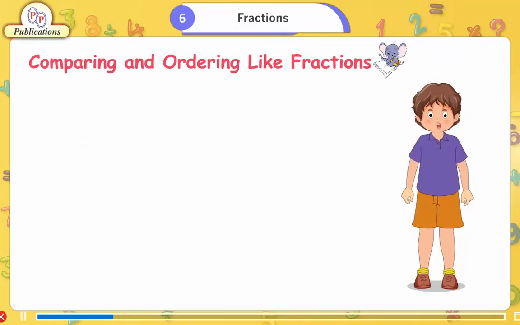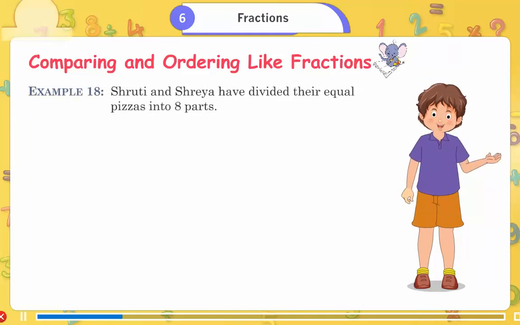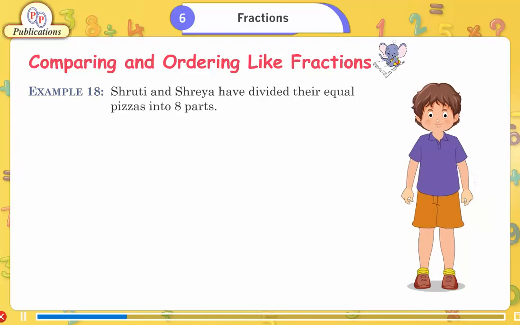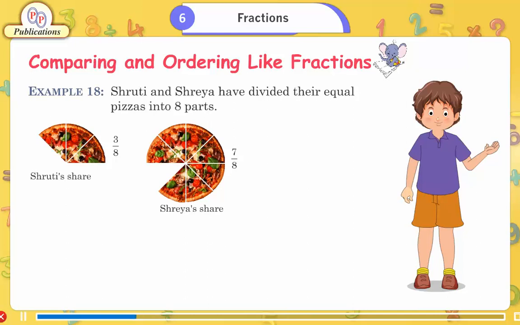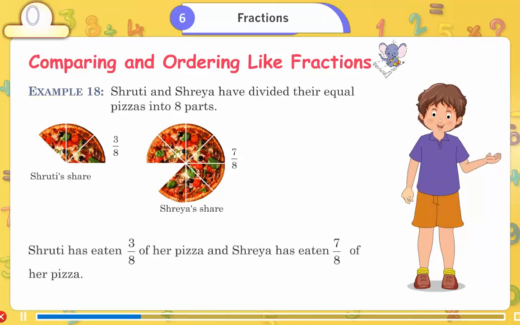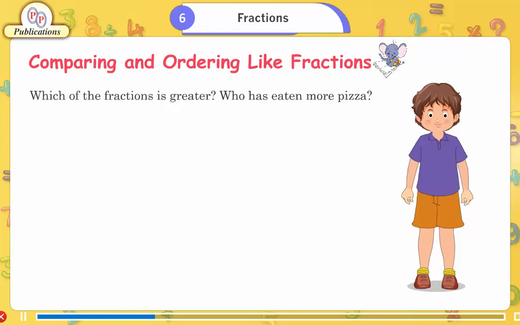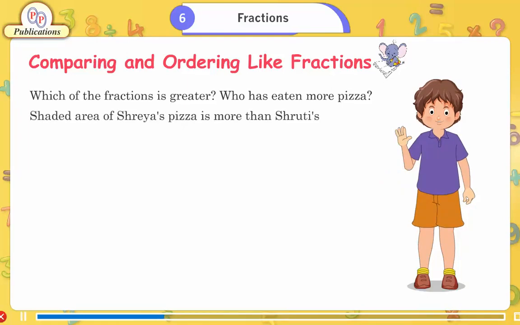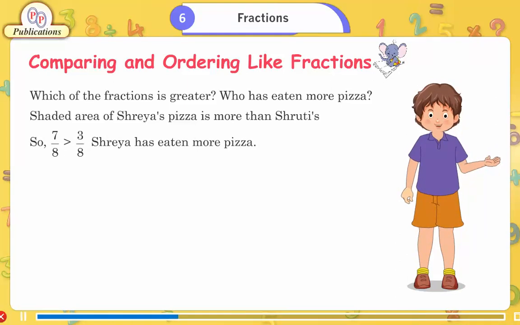Comparing and ordering like fractions. Example 18. Shruti and Shreya have divided their equal pizzas into 8 parts. Shruti's share is 3/8. Shreya's share is 7/8. Shruti has eaten 3/8 of her pizza and Shreya has eaten 7/8 of her pizza. Which of the fractions is greater? Who has eaten more pizza? The shaded area of Shreya's pizza is more than Shruti's. So, 7/8 is greater than 3/8. Shreya has eaten more pizza.